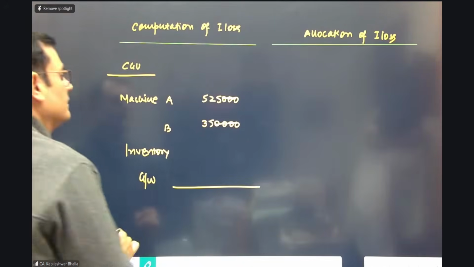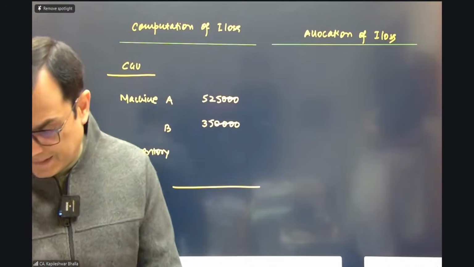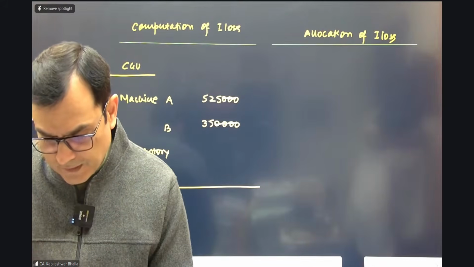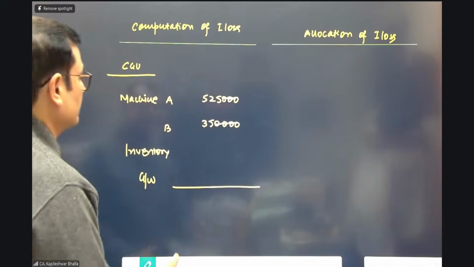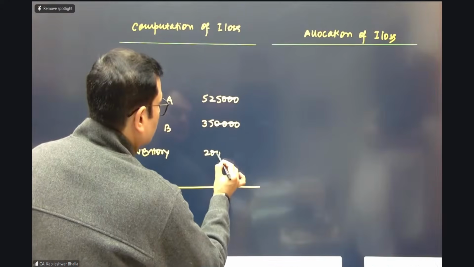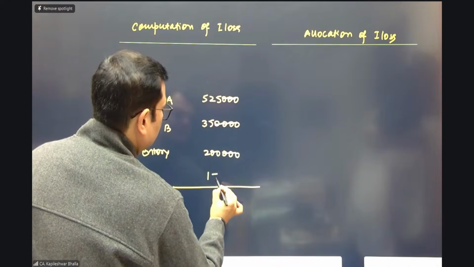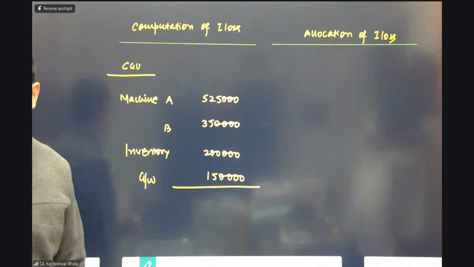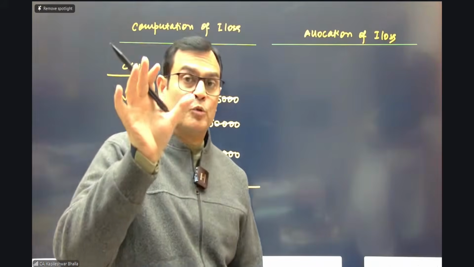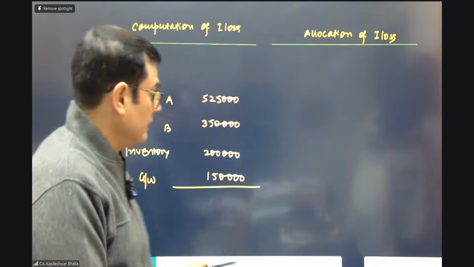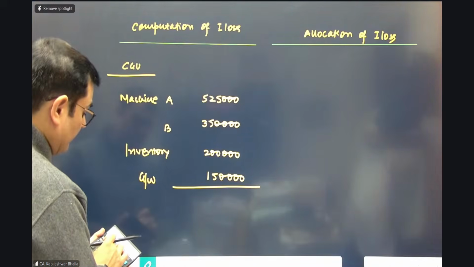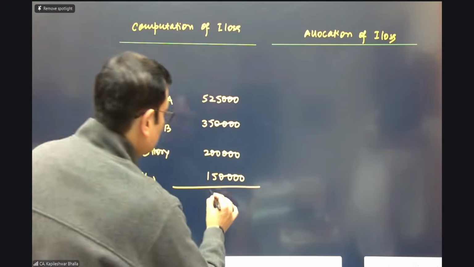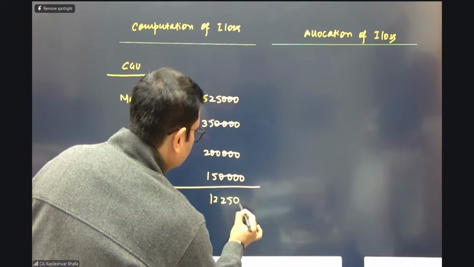So let's consider the sum total of this. Inventory is given to us, it's 2 lakh, and goodwill is 1,50,000. So this will give us the carrying amount of the CGU inclusive of the goodwill. Once you take the sum total, we get the carrying amount inclusive of the goodwill: 525, 350, and so on. This comes to 12,25,000.